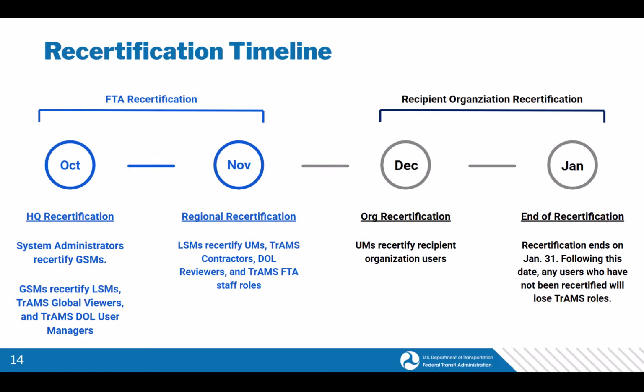In this step, LSMs recertify user managers, TrAMS contractors, DOL reviewers, and TrAMS FTA staff roles. The next step begins the recipient organization recertification, and this actually lasts from December all the way through the end of January. In this step, user managers will recertify all the remaining recipient organization users. Recertification ends on January 31st of each year, and following this date, any users who have not been recertified will lose their TrAMS roles.